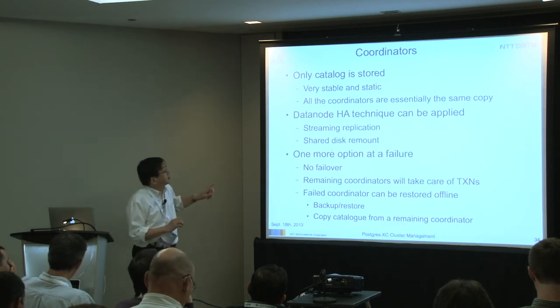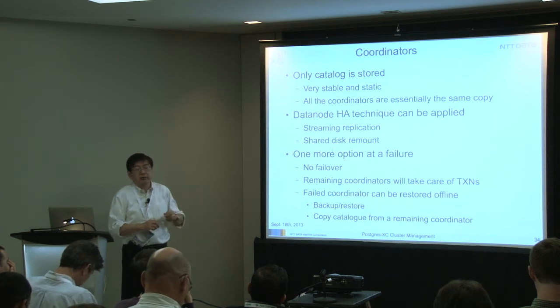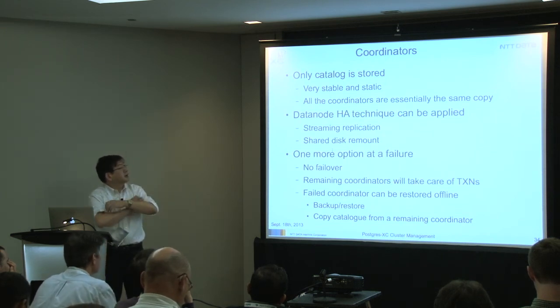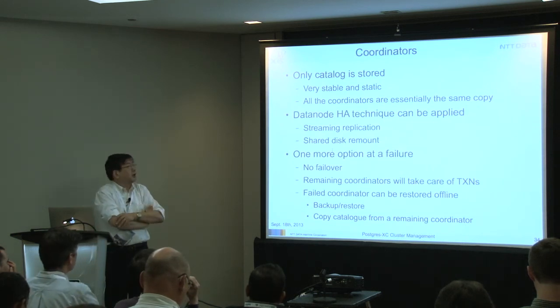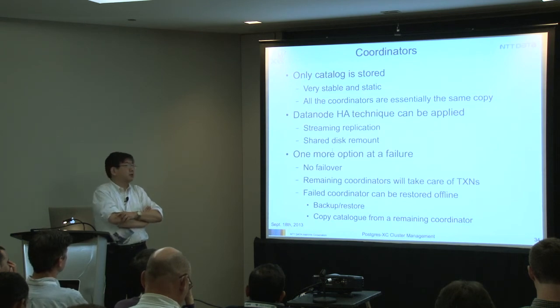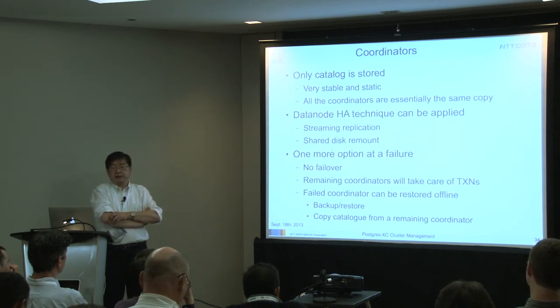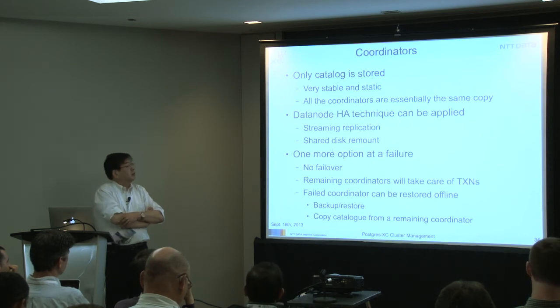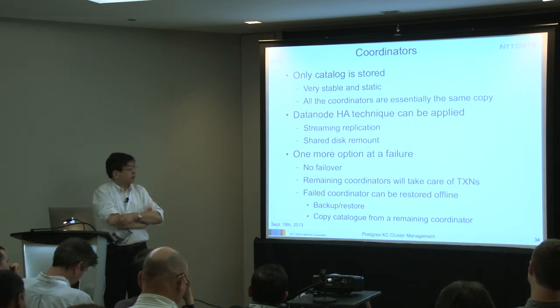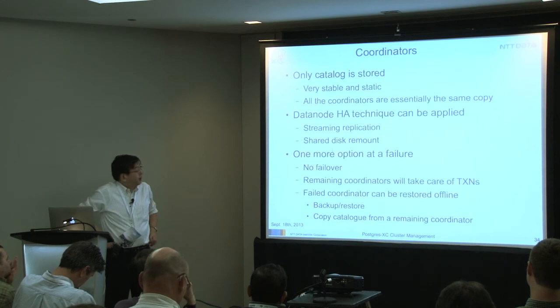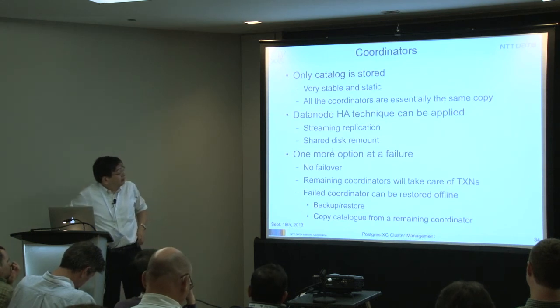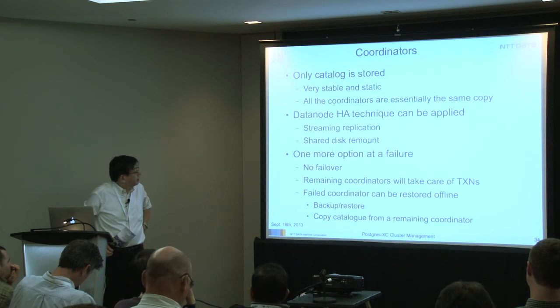But in the case of coordinators, basically a coordinator does not store any user data, so it's very stable and static. I showed you in this demo that each coordinator had a slave, but maybe you don't need it. If one of the coordinators fails, you can remove it from the cluster and keep the operation going, and then when it's back, you can add the coordinator afterwards. So it's up to you. But anyway, we can apply the high availability technique like for a data node.